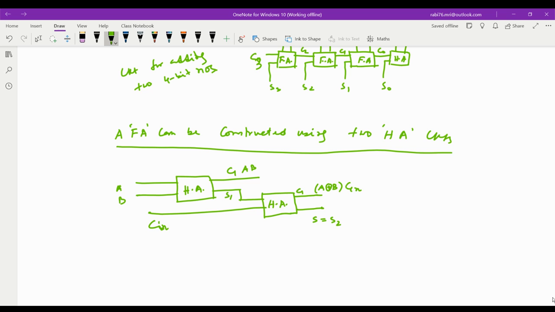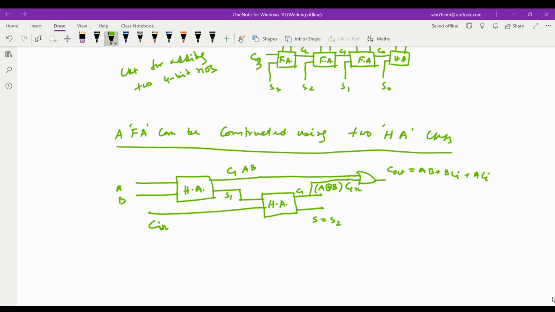Now if you add these two things with an OR gate, then you will get the carry output equal to AB plus BCI plus ACI, right? These terms will be there. So this circuit implies that two half adders along with an OR gate will constitute a full adder.